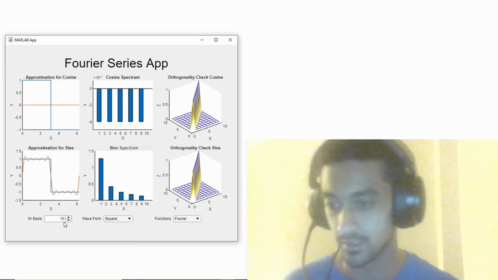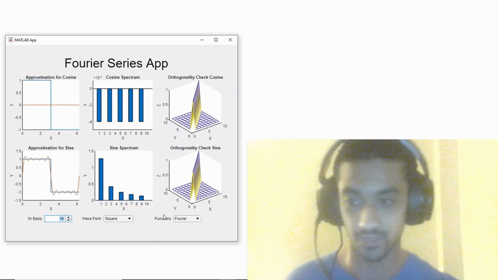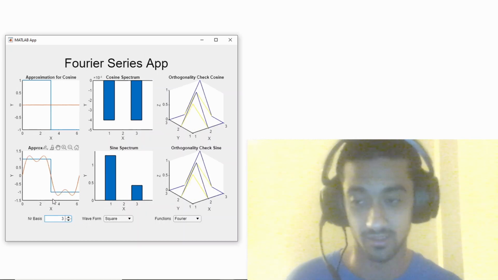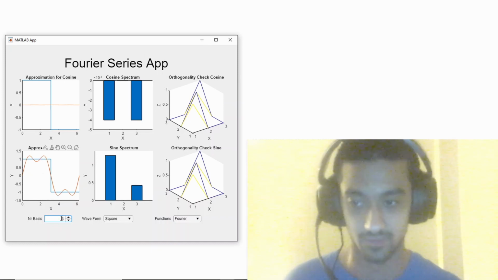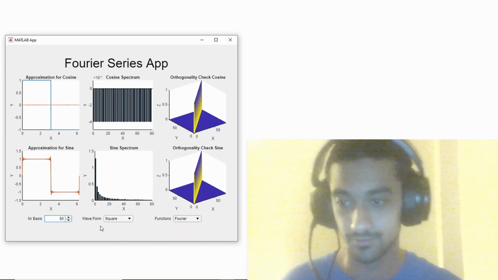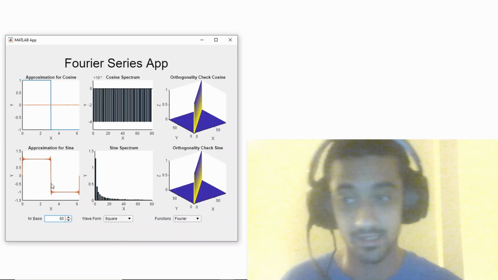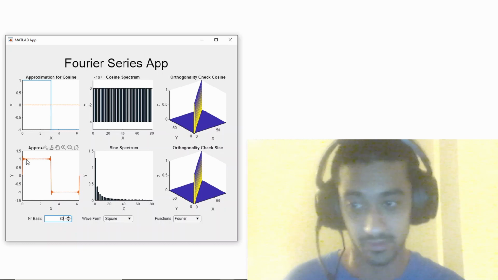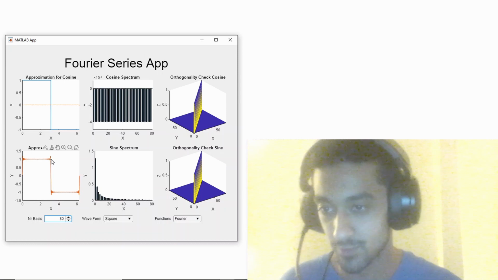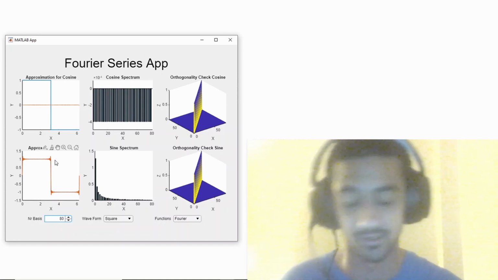Now let us change the NR basis down to 3. And as you can see, it becomes much worse at approximating the function all the way. But even then, it does a good job with NR basis of 3. I can change the value to something pretty high, like 80. And as you can see, it does a really good job for the straight parts of the square wave, but it has these jumps over here at the discontinuity.